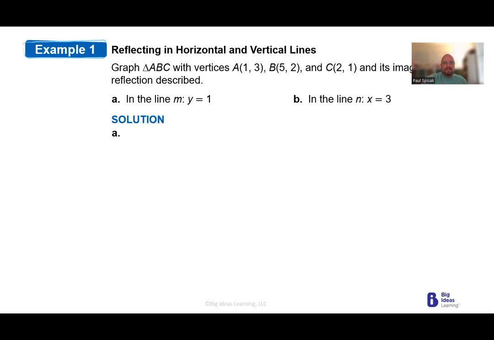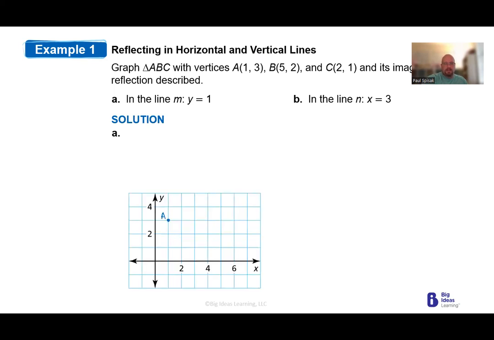Let's just look at an example and see what we're talking about. For this one, we're reflecting in the line y is equal to 1. We're going to have the points that they gave us to begin with. One of those is at the line y is equal to 1. So we have this triangle. This is our line of reflection. Point C is on the line, so point C will not move. Points A and B will go the exact same distance away from that line.